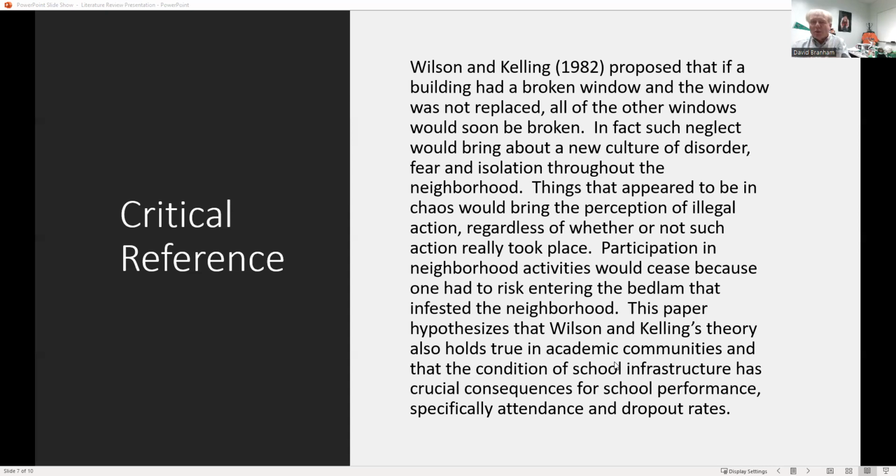So that critical reference is sometimes a good idea. I'm not requiring you to have a critical reference, but if you find one, don't be afraid to put a long paragraph in there of your critical reference for a paper.